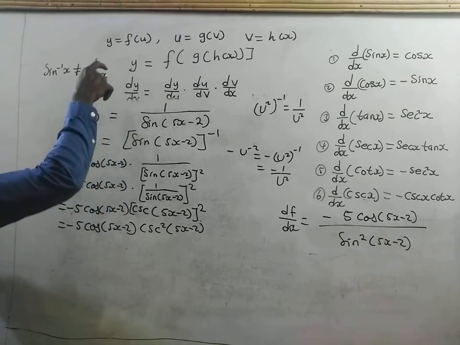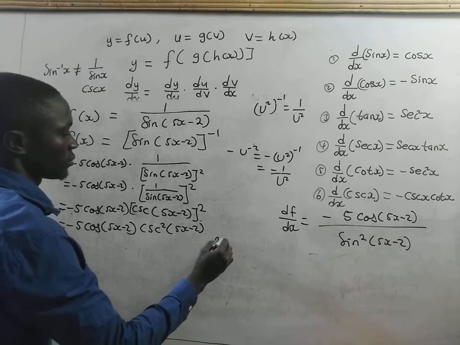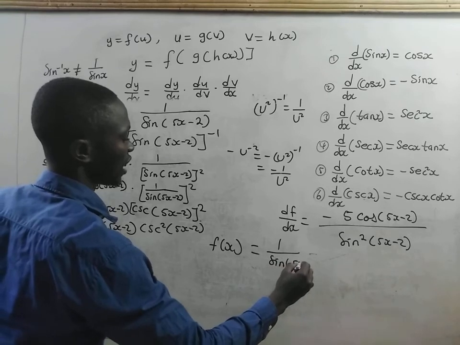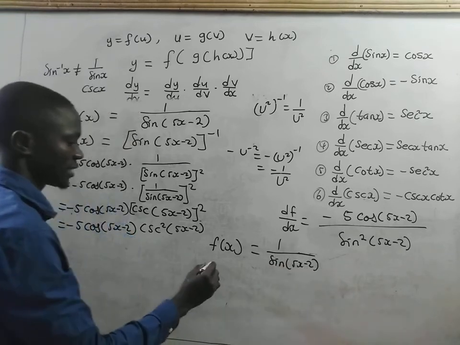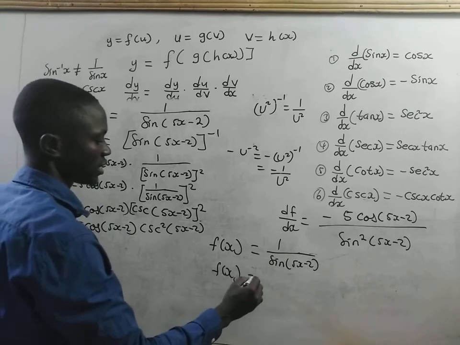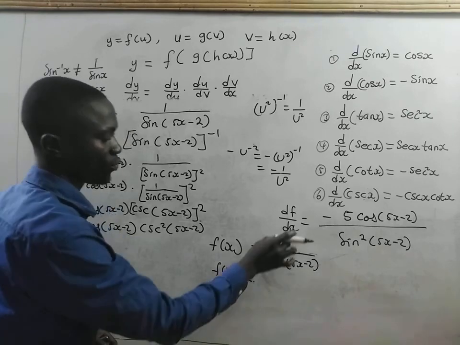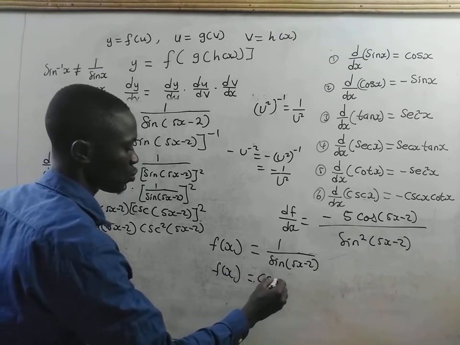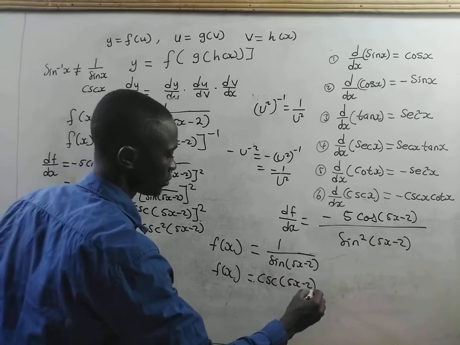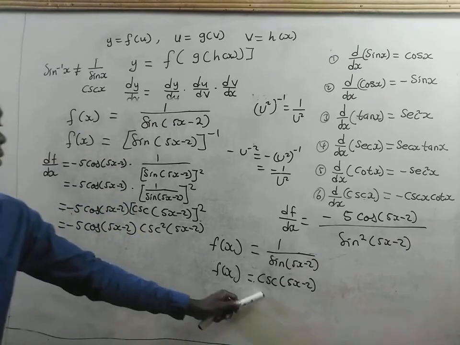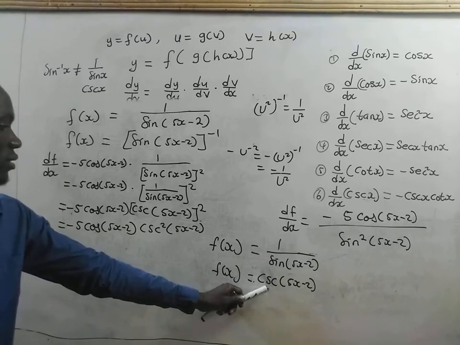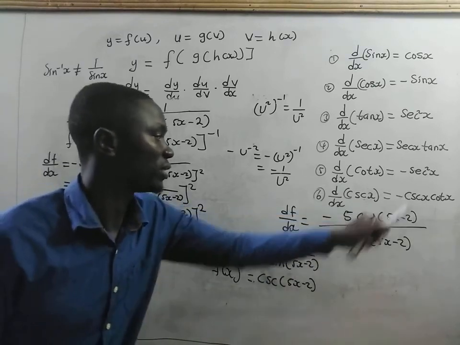And the original question, where is it? This is the original question. f of x is equal to 1 divided by sine of 5x minus 2. Since we have 1 divided by sine of this angle, we could have written f of x as cosecant of 5x minus 2 and then done the differentiation from here. If we have cosecant, our answer will now go this way.